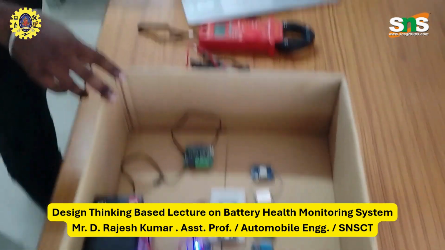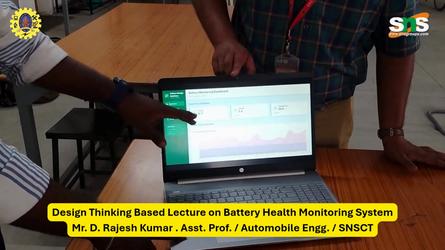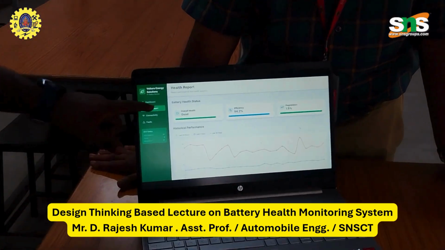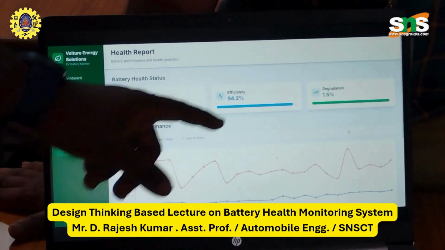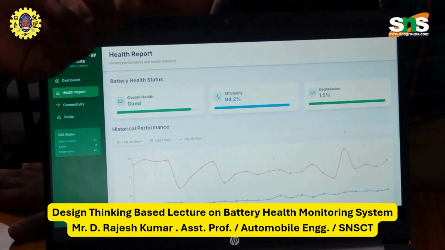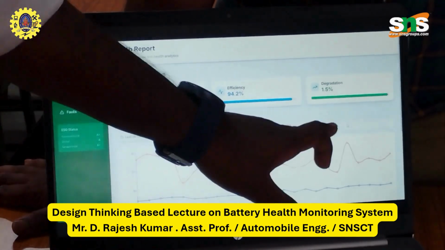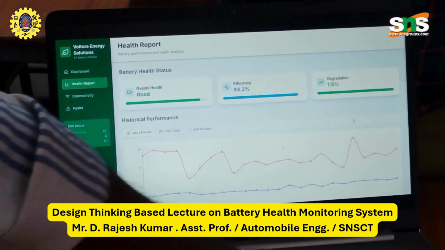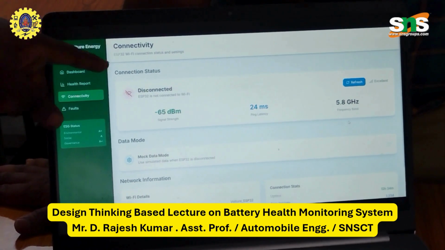And here is a dashboard where this data is displayed: voltage, current, and temperature. In the health report, it displays the overall health, efficiency, and degradation of the battery. Day by day it would be increasing. Let us take a 30-day cycle, which got 1.5% degradation. For connectivity, we use the ESP32 Wi-Fi configuration.